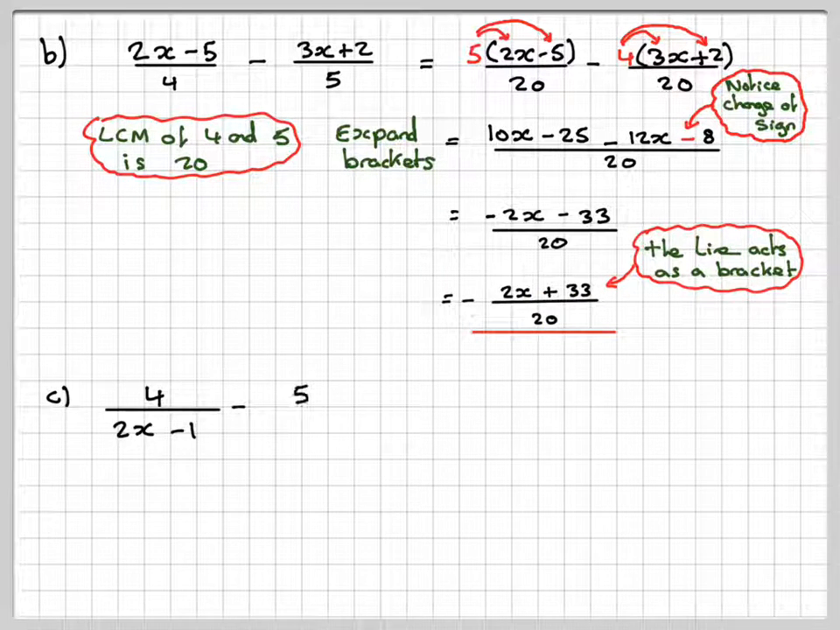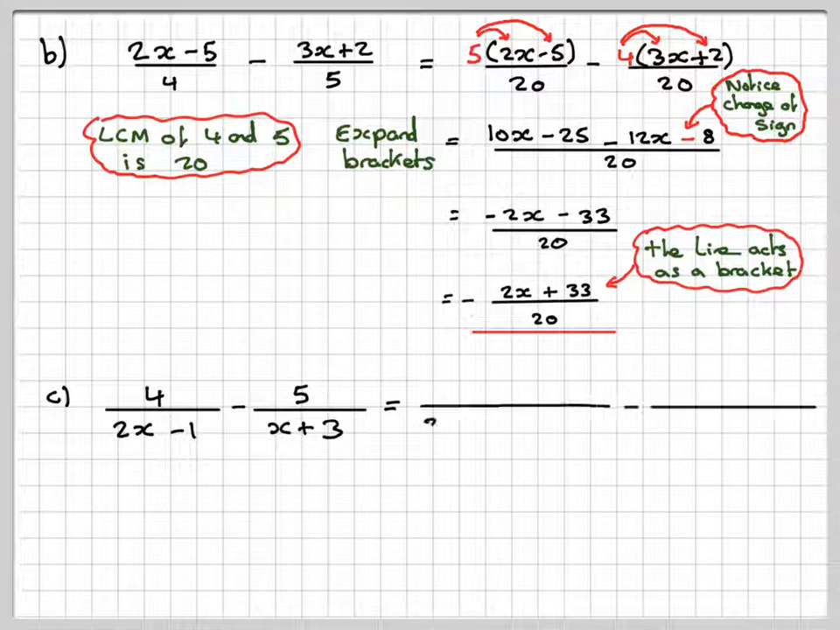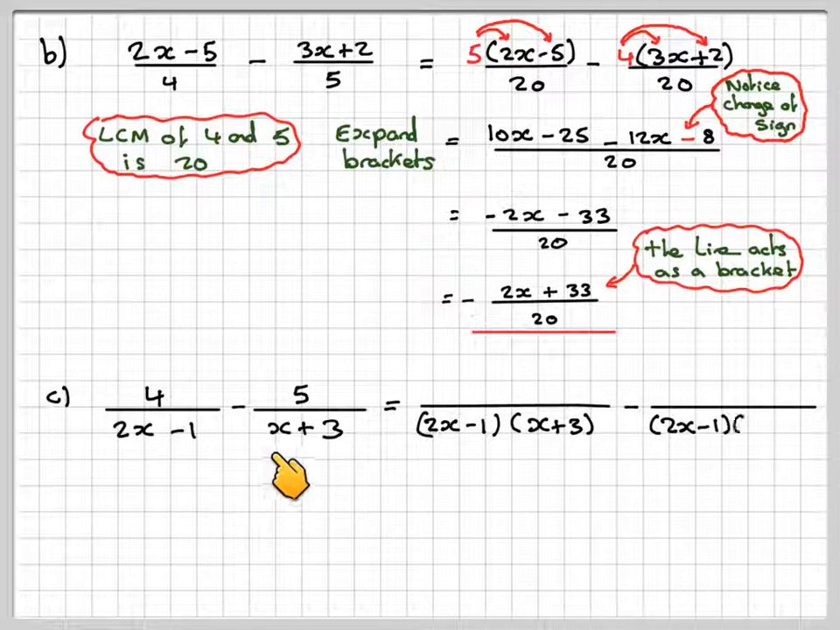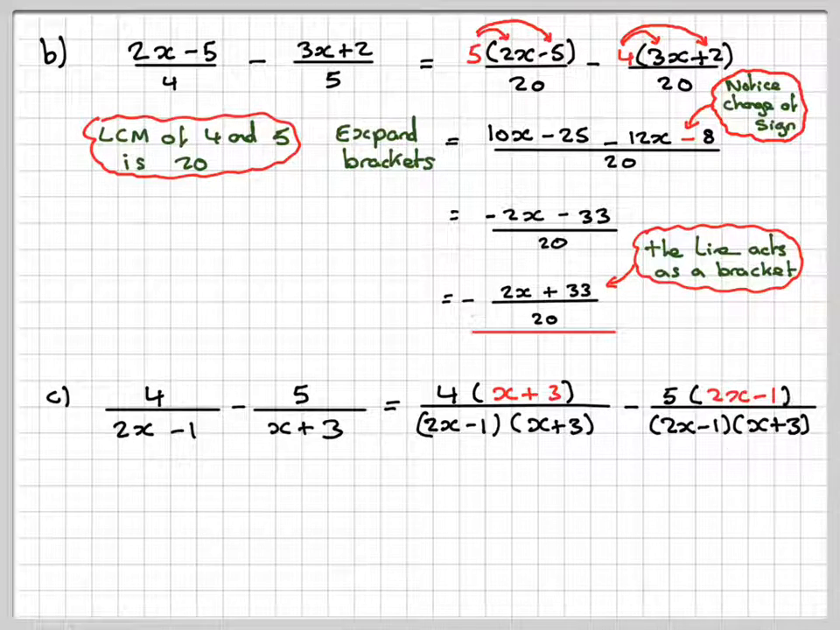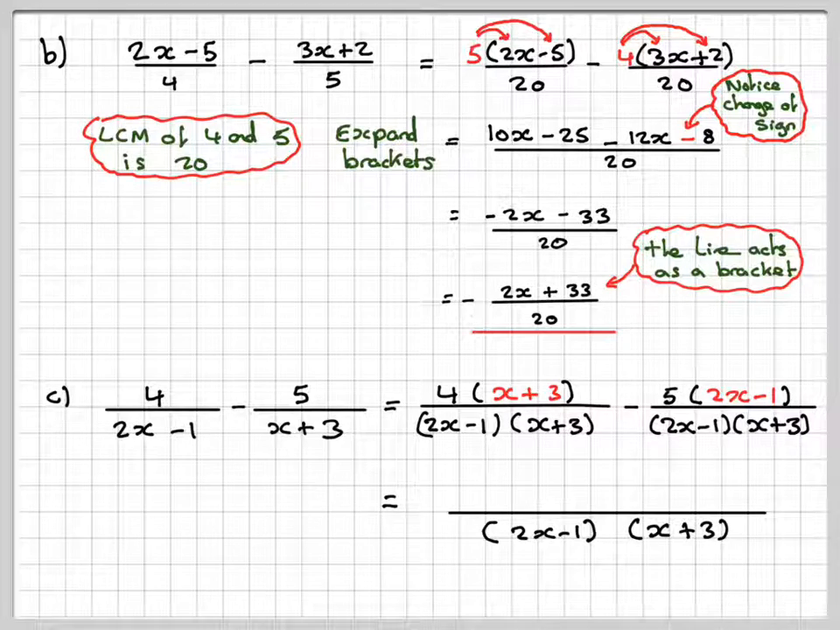Okay, part C. 4 over 2x minus 1 minus 5 over x plus 3. Applying exactly the same principle. The lowest common multiple here will be 2x minus 1 times x plus 3. So write that out here and here with a minus sign in the middle. So we multiply this one by x plus 3. So we get 4 times x plus 3. And then we multiply this one here by 2x minus 1. So we're going to have 5 times 2x minus 1. Obviously next to expand the brackets.